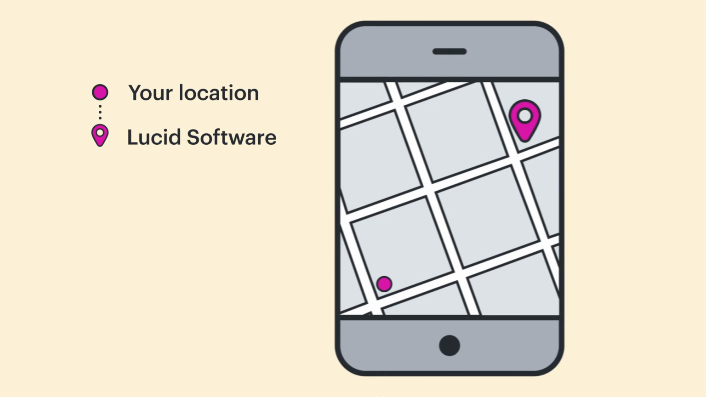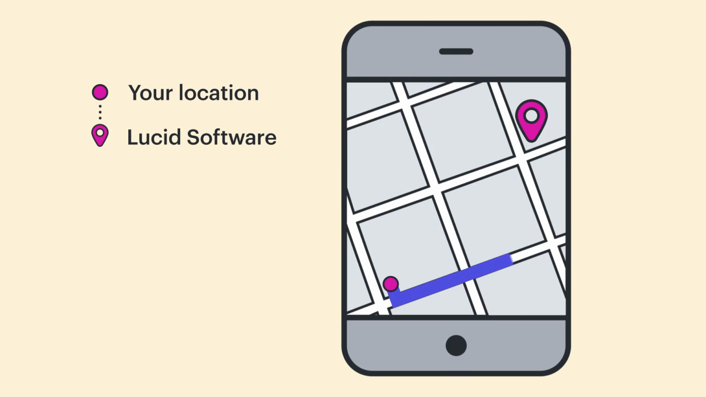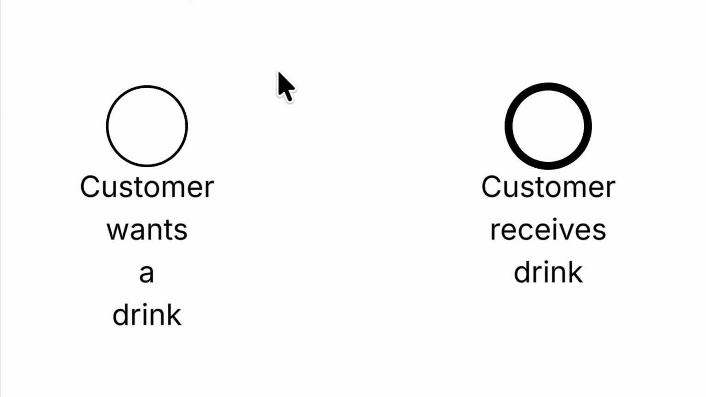Compare them to a route on a map. They guide you from start to finish, showing you exactly which way to go. Back to our vending machine example, this arrow directs the flow from our start event, Customer Wants a Drink, to our end event, Customer Receives a Drink. For now, we're just showing direction. Soon, we'll add the work that happens in between.